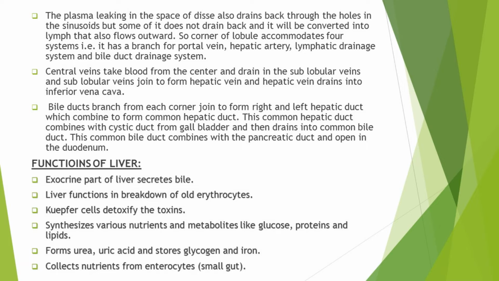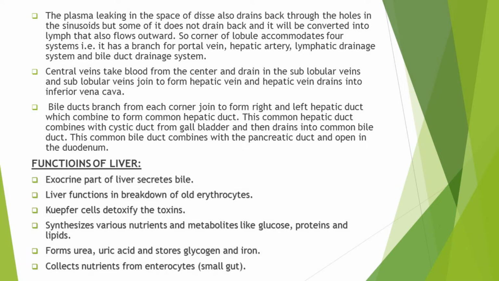Liver sinusoids are actually porous, and plasma leaks from the liver sinusoids into the space of Disse. But most of the plasma which leaks from the liver sinusoids and comes into the space of Disse also drains back through these holes into the liver sinusoids. But some of the plasma doesn't drain back into the liver sinusoid, and this plasma will be converted into lymph, and this lymph will also flow outward, or its flow will be centrifugal.